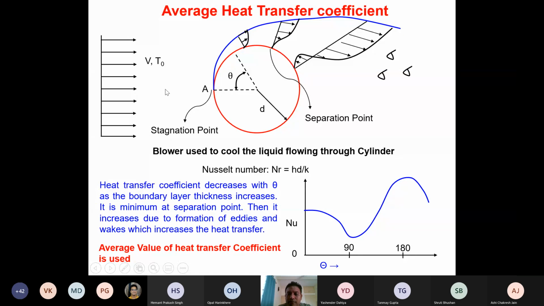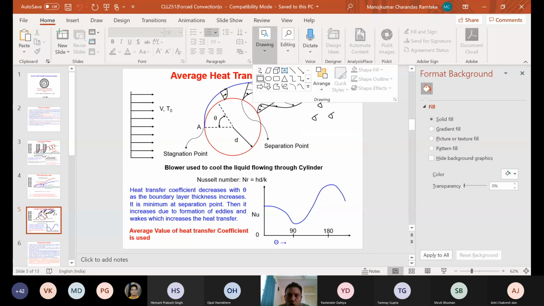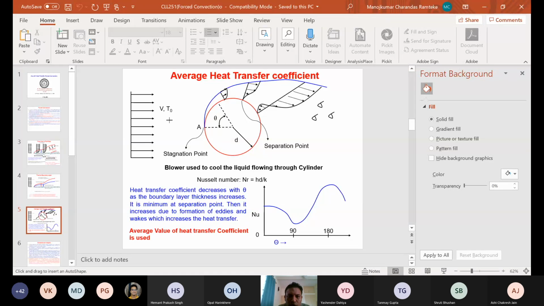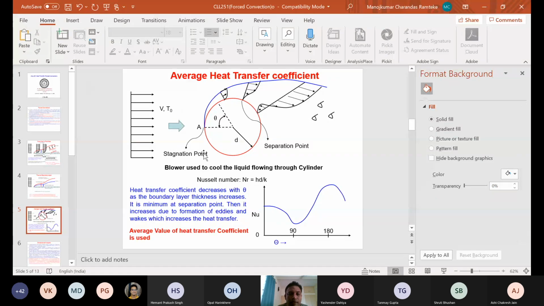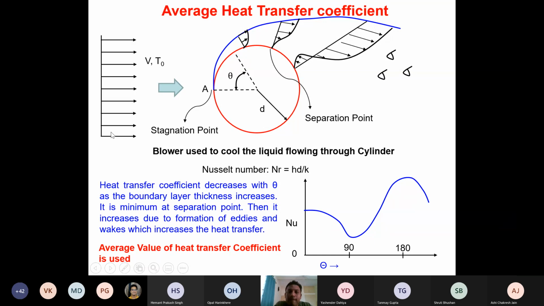Along the depth of this particular slide is the direction of flow of the liquid in the cylindrical pipe, whereas along this direction, maybe I show you by an arrow, the flow of the air is along this direction. So this is a classic case of heat transfer for flow across a cylindrical surface.